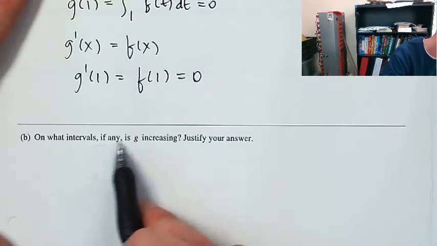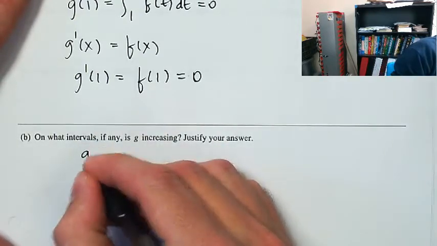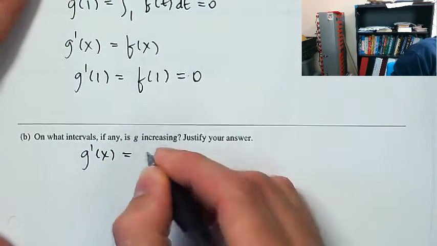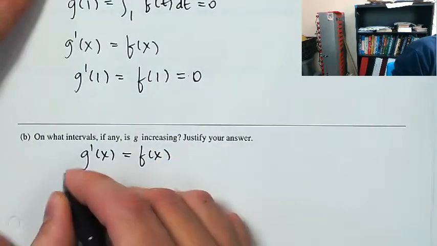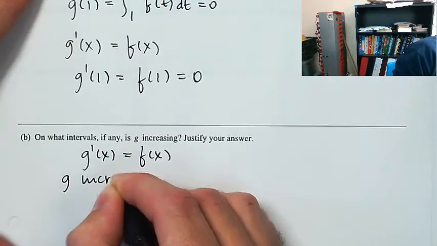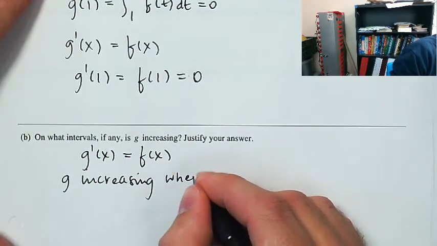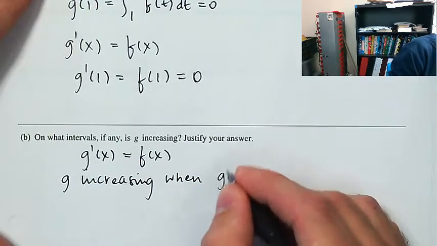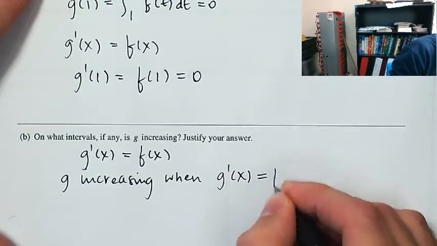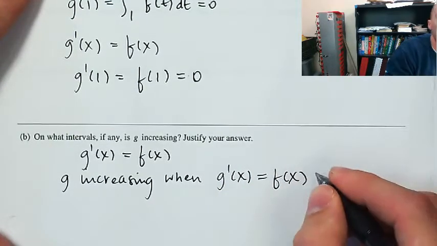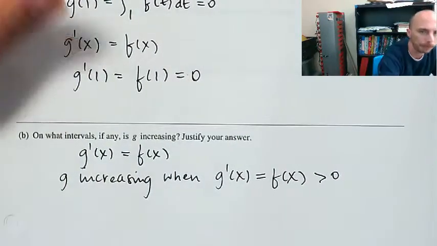So on what intervals, if any, is g increasing? Okay, well, we just said that g prime of x equals f of x. G is going to be increasing when g prime of x, which is the same as f of x, is greater than 0. Okay, if you want to say greater than or equal to 0, that's fine too.